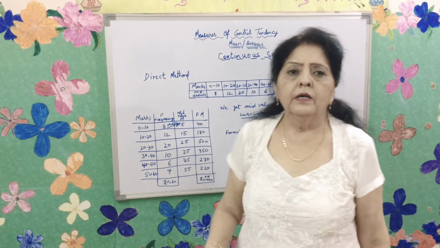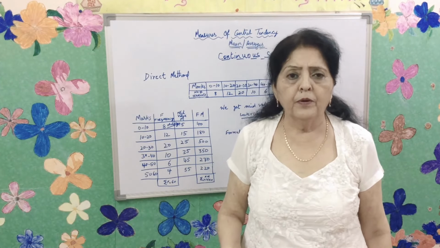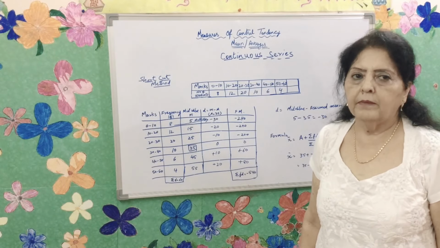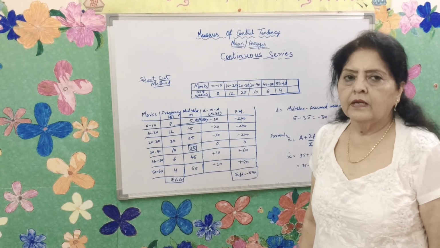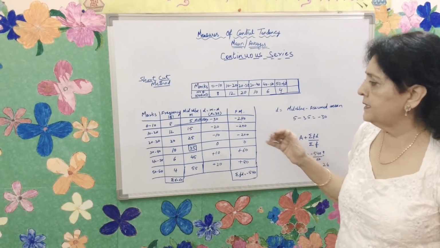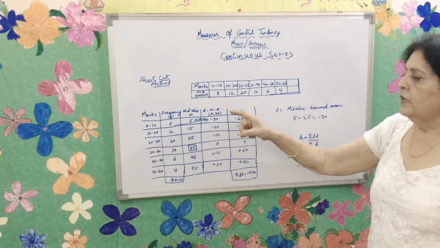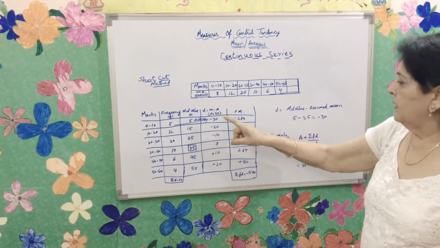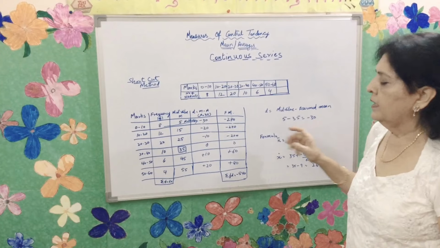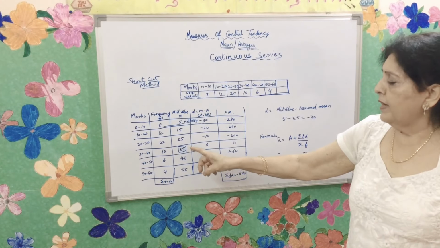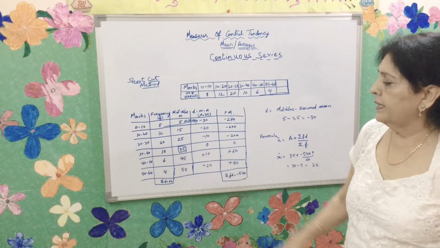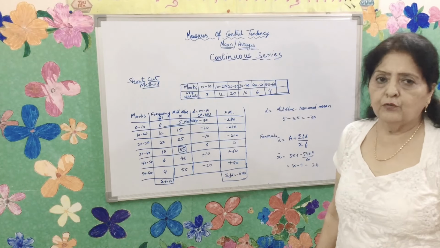Now we will do a problem with the shortcut method. We have taken the same figures and there is just a little change here. We have to derive D. D is mid value minus assumed mean. Here I have taken the assumed mean as 35. You can take any, but we have taken 35 as the assumed mean.